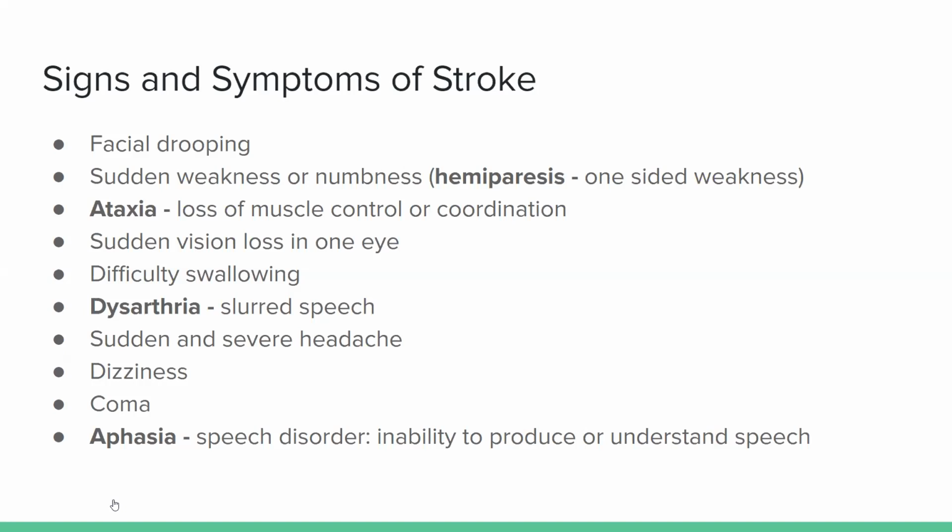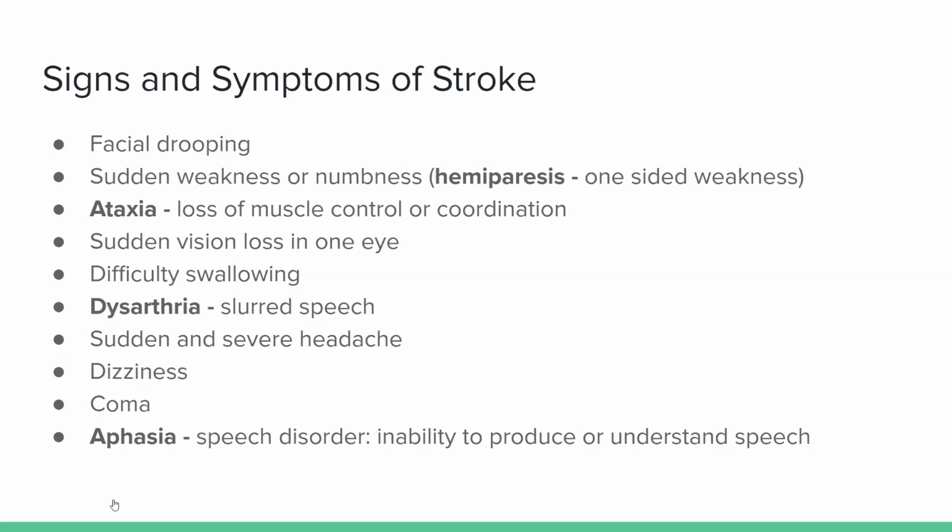So watch out in EMR for either left or right side weakness, paralysis, numbness, or loss of balance, but it could be both sides as well. Some medical terminology you might see in EMR to refer to stroke symptoms are bolded here. So we have hemiparesis, which is one-sided weakness, ataxia, which is loss of muscle control or coordination, dysarthria, which is slurred speech, and aphasia, which is a speech disorder, and it's the inability to produce or understand speech.